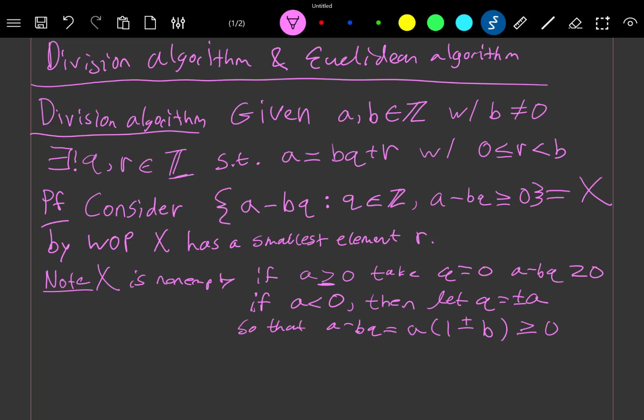And we have a smallest element r. Now let q in Z be such that a minus bq is equal to r, and namely, a is bq plus r, which is what we want. But we also have that, what else do we have here? So a is bq plus r.